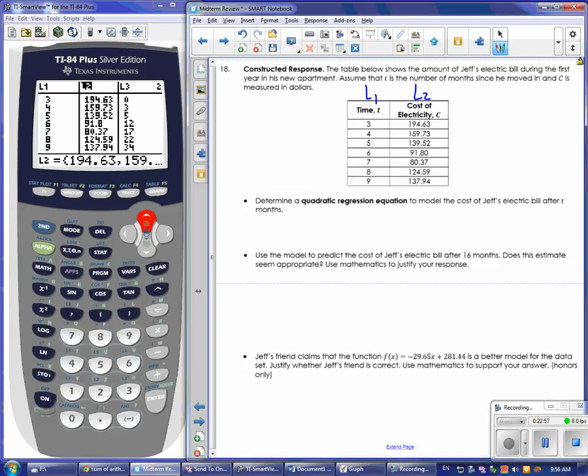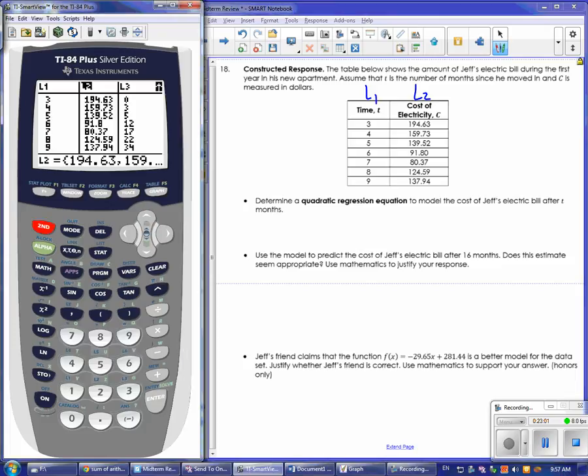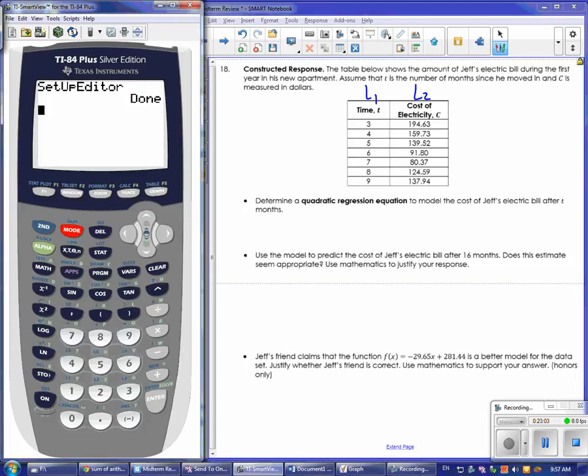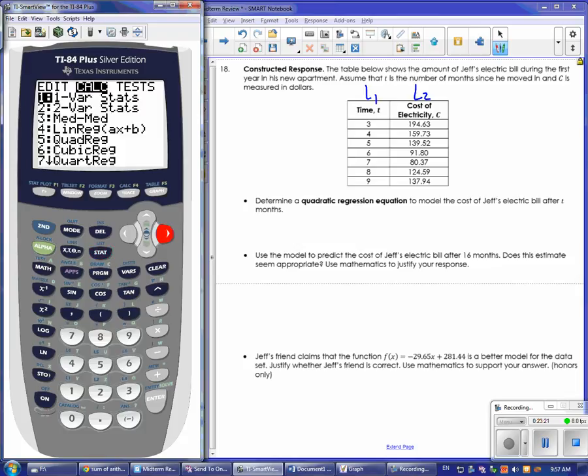It says to go ahead and determine a quadratic regression equation. I'm going to go back to my home screen by hitting second mode, or second quit. I'm going to clear out my home screen. And then to calculate the regression equation, I'm going to go again to my stat menu, because that's where all my statistics are. That's where all my data is. And instead of entering the data in a list, now I'm going to go over to the calc menu. So I'm going to use my right arrow and go to calc. And this is the menu that allows me to do all the regression.